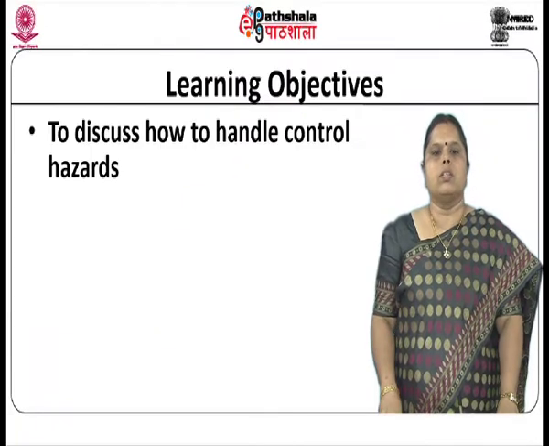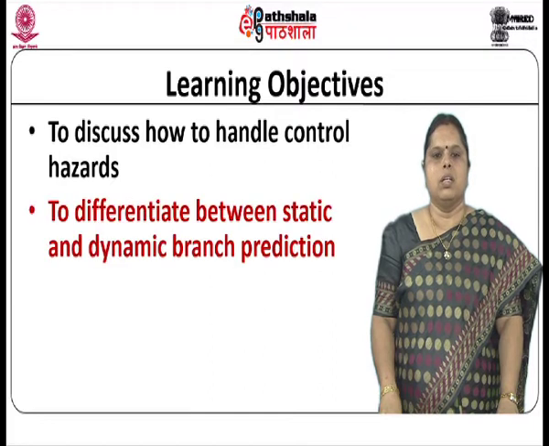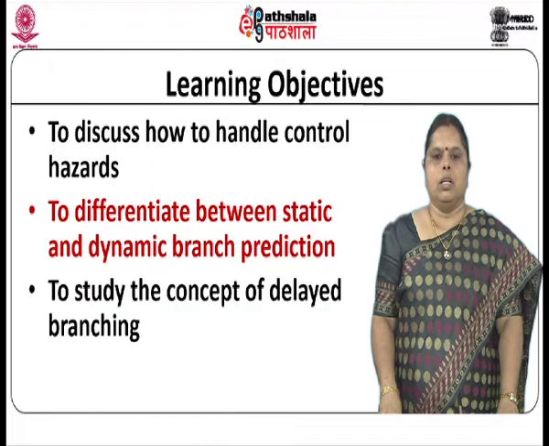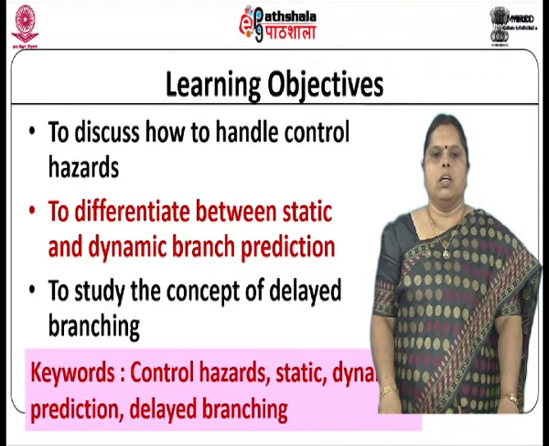The objectives of this module are to discuss how to handle control hazards, differentiate between static and dynamic branch prediction, and look at the concept of delayed branching. All these are techniques for handling control hazards.